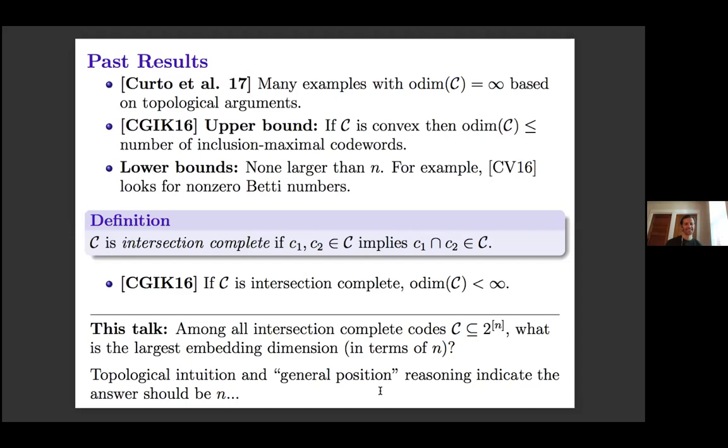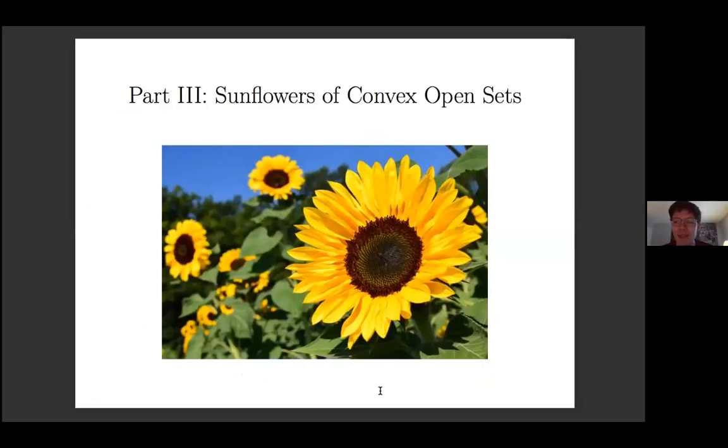So we'll get there. And the main tool we're going to use to end up proving this is something called sunflowers of convex open sets. And I want to spend a couple minutes introducing what those are and why they end up actually playing a role in this question.